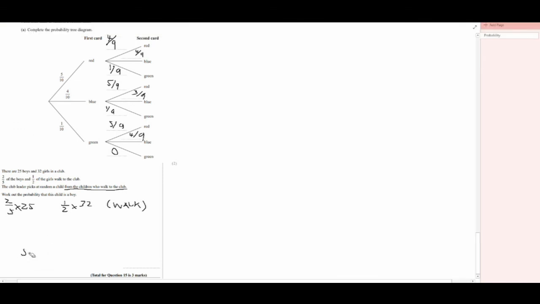We can keep that 26, it's useful to us because from the children that walk to the club, we do out of 26, and the probability that this child is a boy, so we want boys who have walked to the club from children who have walked to the club. So we do 2/5 multiplied by 25 over 26, sorry if that's a little messy, but can't really be helped. 2/5 times 25 is 10 over 26. That's a probability. It can be cancelled down to 5 over 13. These can both be divided by 2. And that's your final answer.